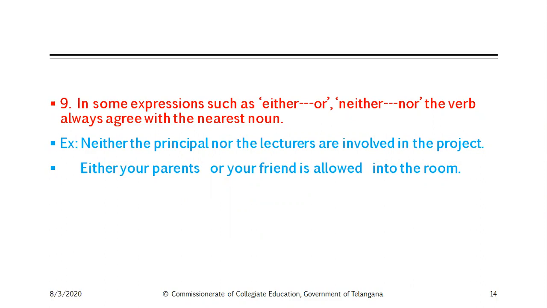In the same way, either your parents or your friend is allowed into the room. Your friend is allowed. Here, the verb is agrees with the subject, your friend. Your friend is singular here, so the verb is used in this case. Here, either or, neither nor always agree with the nearest noun.